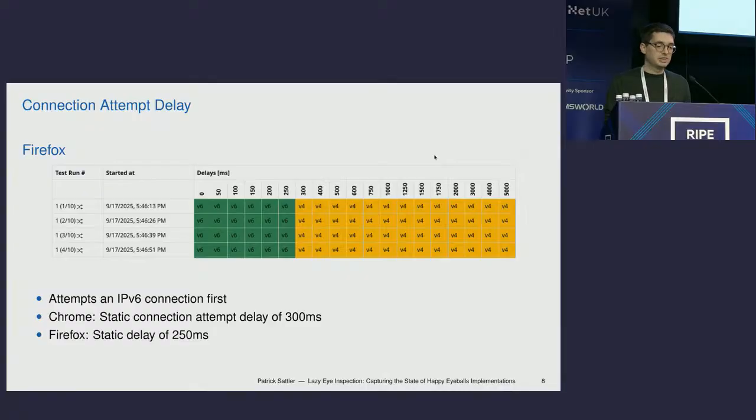For Firefox, it's very similar, but the connection attempt delay is not 300 milliseconds, but 250 milliseconds. So Chrome and Firefox are quite simple to interpret and to understand how they work.